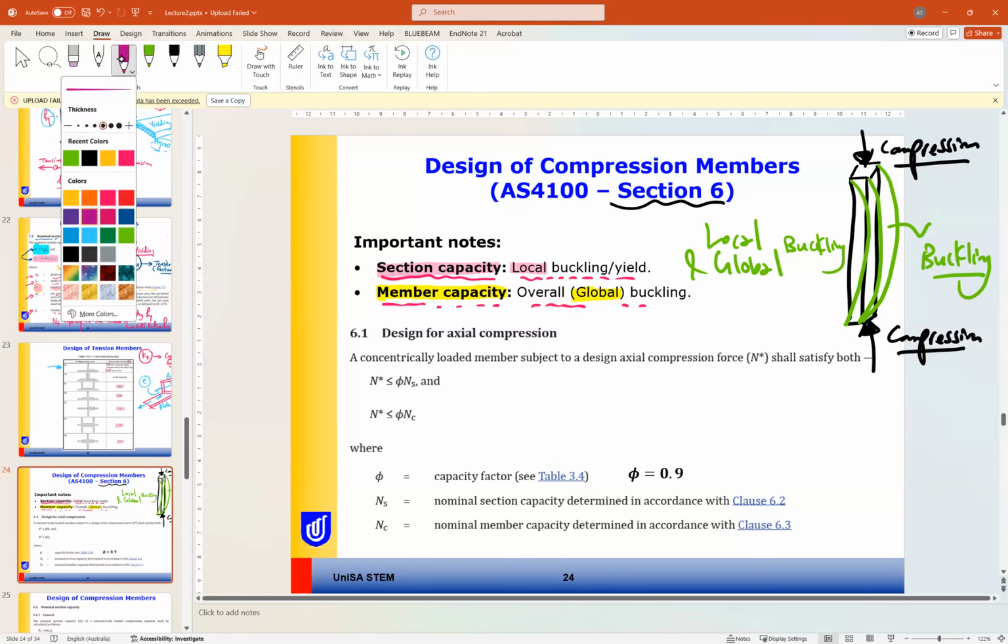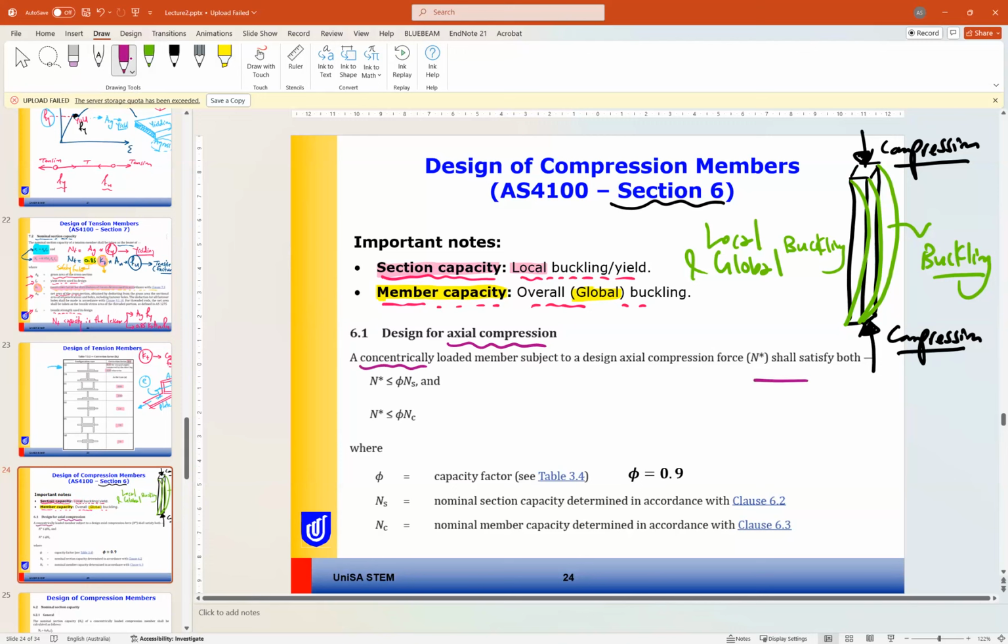So according to the standard for axial compression members, concentrically loaded members, concentrically means the load acts in the centroid or the CG. So the compression load acts in the centroid of the member.